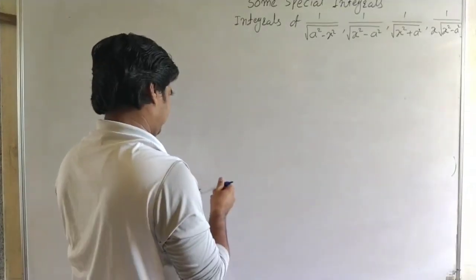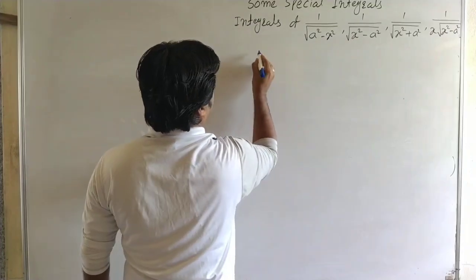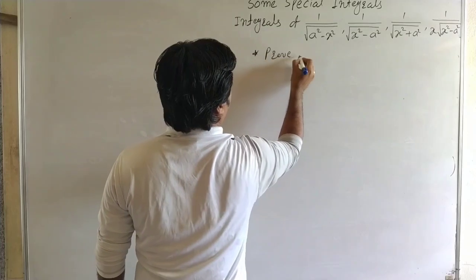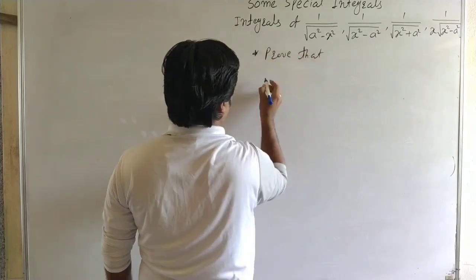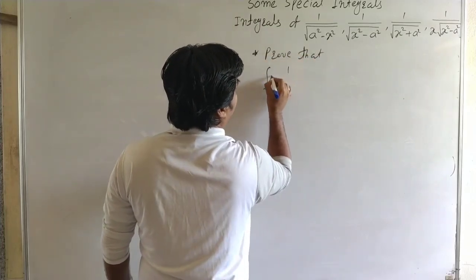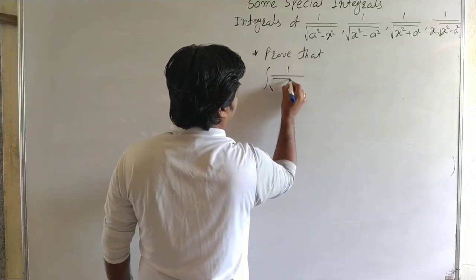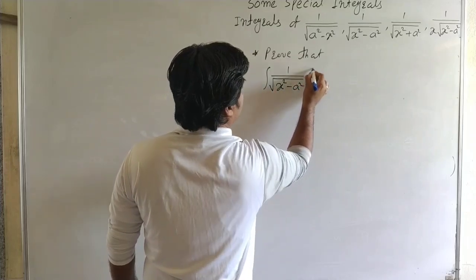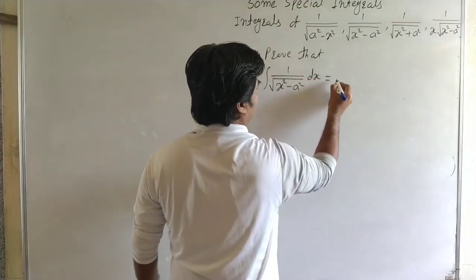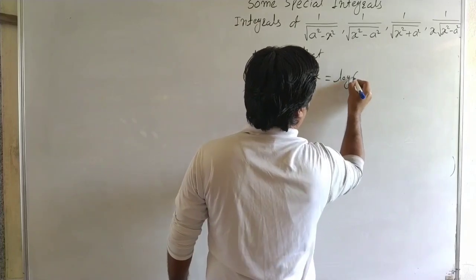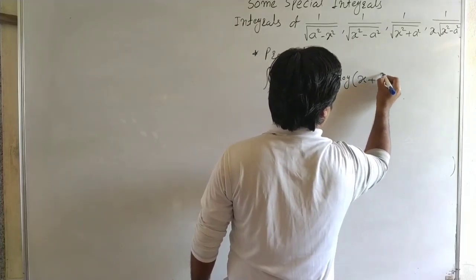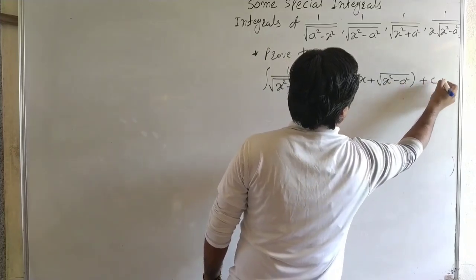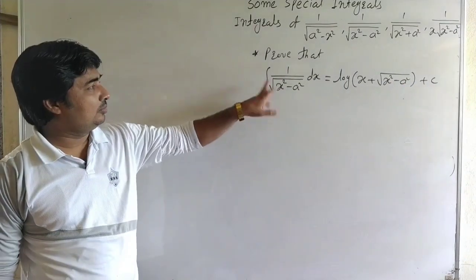Next, it is the second. Prove that the integral of 1 upon under root x square minus a square dx is equal to log of x plus under root of x square minus a square, plus c. Okay, it is the integral of this function.